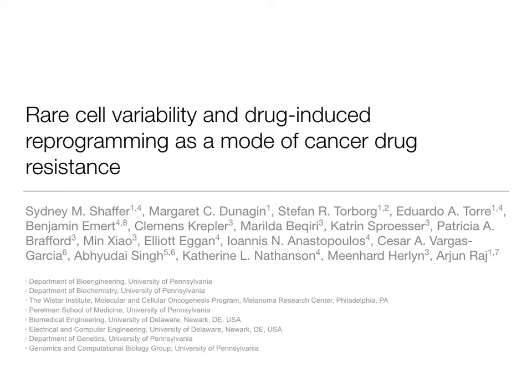I will be telling you about our recent project looking at rare cell variability and reprogramming as a path to resistance to targeted therapy in melanoma.